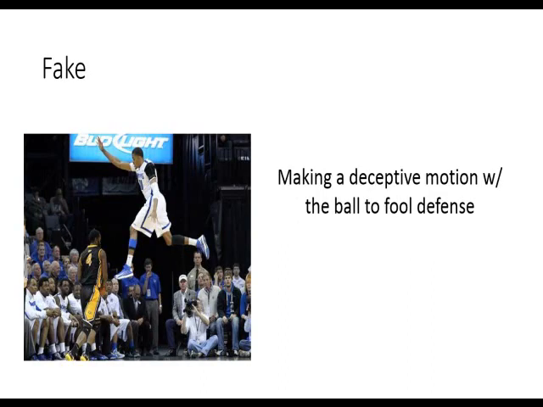A fake is when an offensive player makes a deceptive move to fool the defense. A lot of times this is done shooting. In this case, the person in the black uniform probably just faked a shot, causing the person in the white uniform to jump to try to block the shot. As soon as the person jumps, the person with the ball can then advance the ball as the defensive player is off the ground.